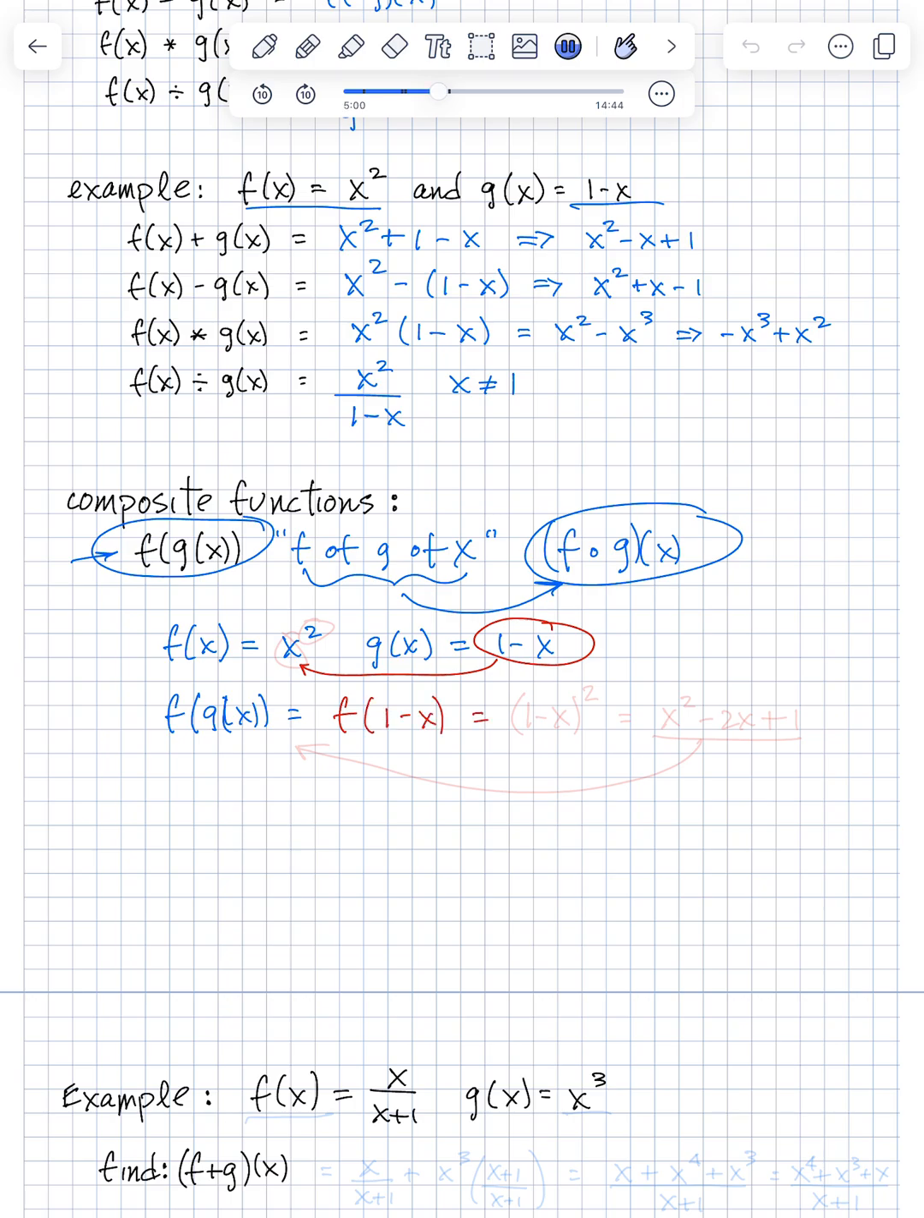And so this is going to be equal to the 1 minus x, which is replacing this x here. And this is squared, so we have to square this term. So then if we wanted to FOIL it out, 1 minus x squared is going to give us x squared minus 2x plus 1. So that is f of g of x.